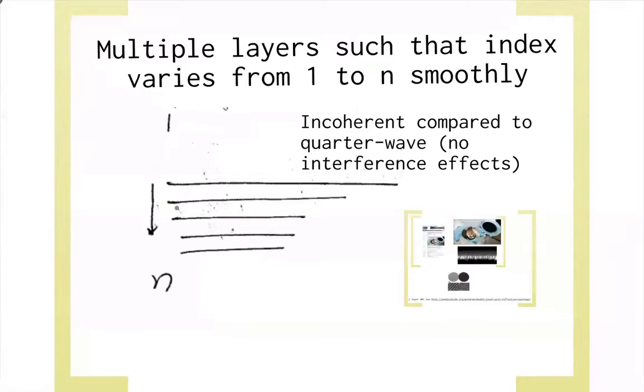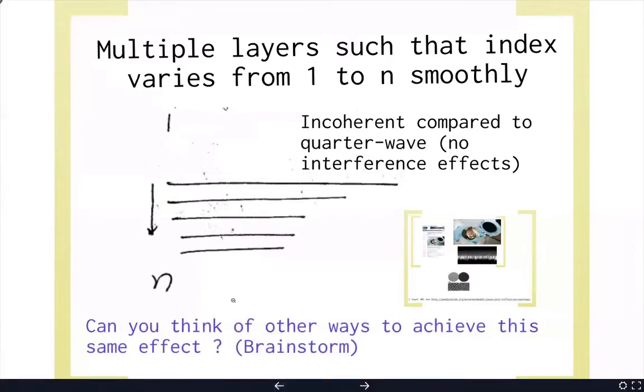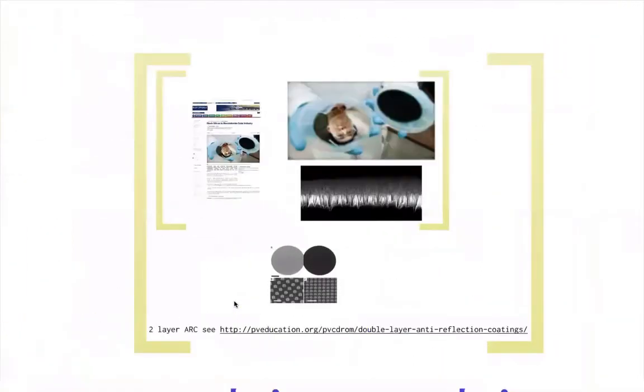One advantage of this approach is it's incoherent. It doesn't depend on interference compared to the previous approach. So it can work for all the wavelengths, and it can also work for many angles. So it's a very nice approach. And we won't go into huge detail on how these are designed, but I'll show you a couple of examples. One brainstorming example, which I'd like you to think about, is how you can think of ways to achieve this effect. We won't actually do this in class in the interest of time, but I would highly recommend you think about it yourself, and we'll look at a few examples in the next few slides.